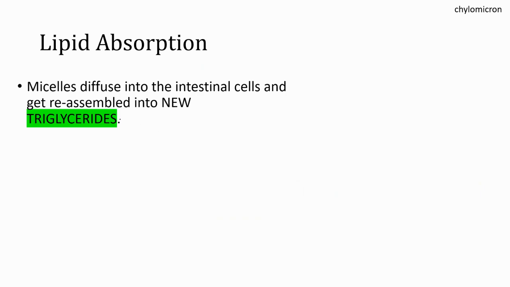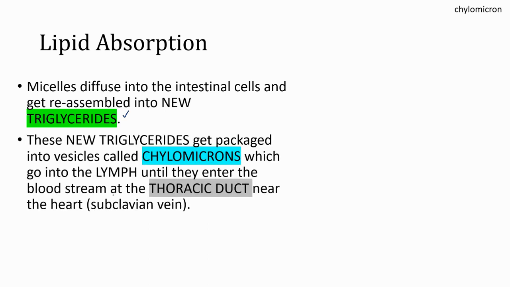Micelles diffuse into the intestinal cells and get reassembled into new triglycerides. Seems kind of silly. We're taking a triglyceride, we're breaking it down, and then we're building it back up again. Triglycerides are too big. They can't pass through the small intestine wall. So you got to break them down into small pieces, and then you reassemble them afterwards.